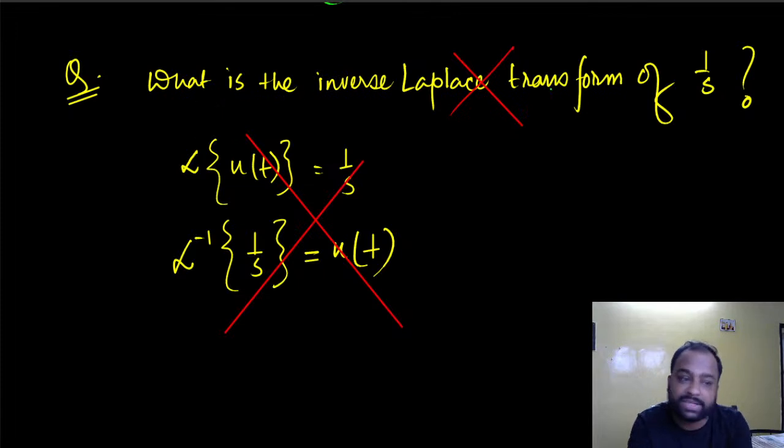I said, what is the inverse Laplace transform of 1 by s? The question itself was wrong. Why was the question itself wrong? Because I did not tell you whether I am assuming the real part of s to be positive or the real part of s to be negative. If I am assuming the real part of s to be positive, then I would get one answer, and if I am assuming the real part of s to be negative, then I am going to get another answer.